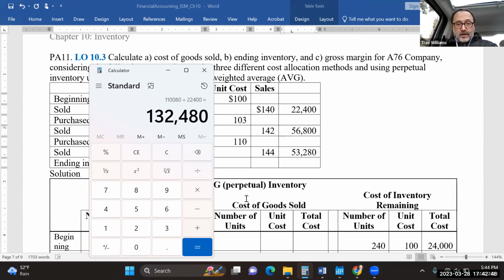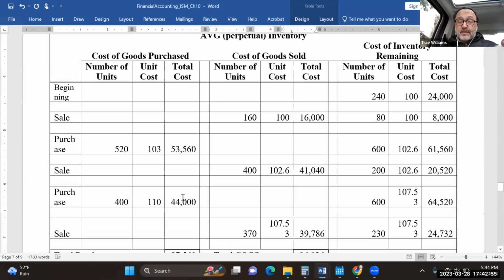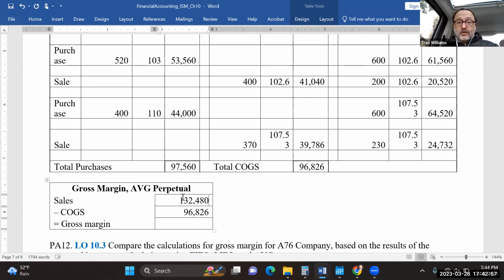$132,480. So that's the number that goes right here. And a little tip for you, that same sales revenue is going to be used in problems 9 and 10. So you don't have to recalculate it. The sales revenue is going to be exactly the same for 9 and 10, okay?